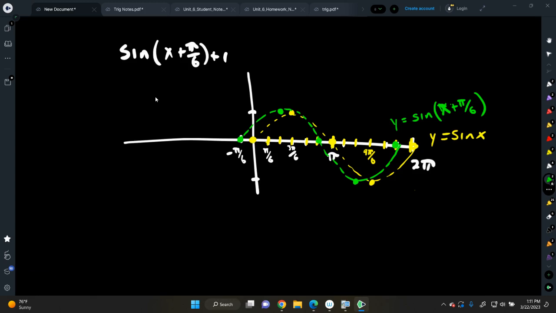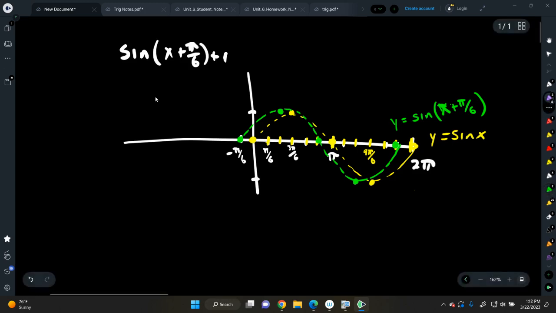Now what do I have to do? Shift everything up 1 unit, right? So shift everything up 1 unit. So this will be right here. Everything up 1 unit. So you just have to be careful as you're drawing it in there. Just be very careful with your movements.